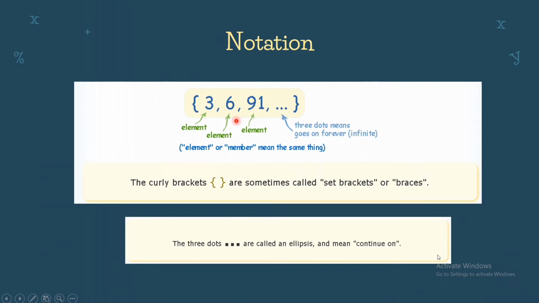At this point, we will learn the notation for sets. At ang every element ng ating set ay separated siya ng comma, and a set must include a curly bracket around the elements. Hindi natin siya makakonsider na set kung wala siyang brackets. The numbers are the elements, and the three dots, which is also called ellipsis, means continue on or infinity or goes on forever.